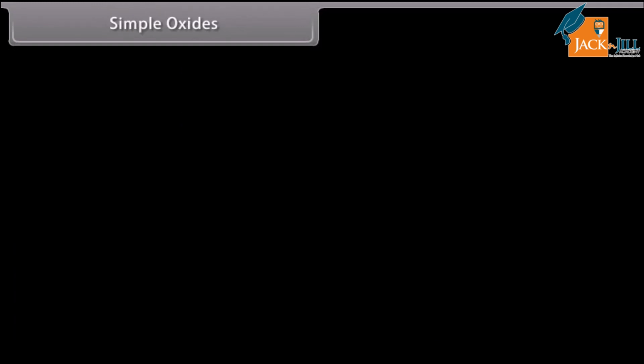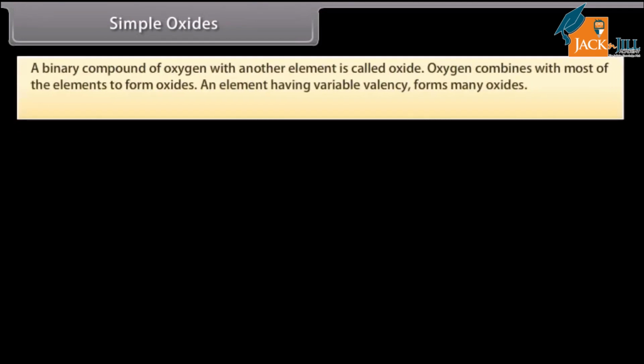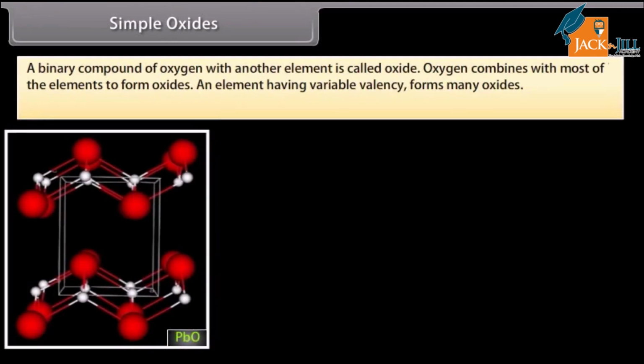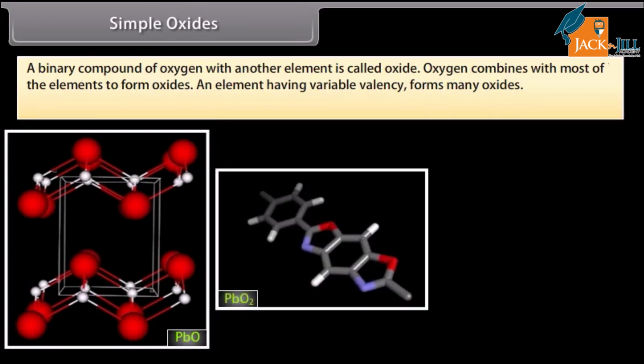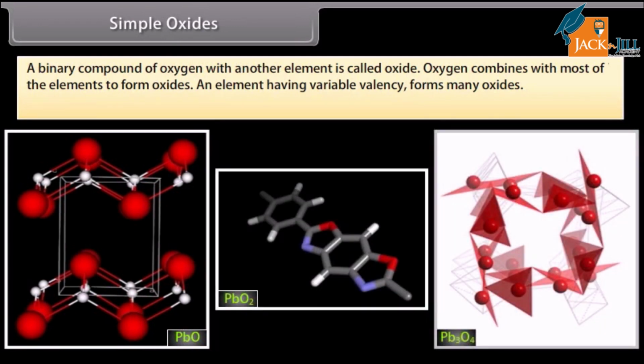Simple oxides. A binary compound of oxygen with another element is called an oxide. Oxygen combines with most of the elements to form oxides. An element having variable valency forms many oxides, for example PbO, PbO2 and Pb3O4. On the basis of their nature, oxides can be classified as follows.